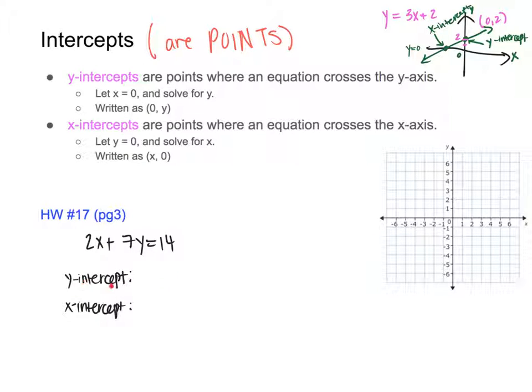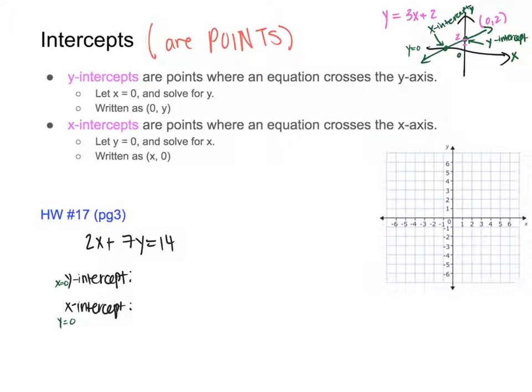For the y-intercept, remember, if we want to find the y-intercept, we let x equal 0. So I'm going to write a little note here. If I want to find the y-intercept, that's when I set x equal to 0. When I want to find the x-intercept, that's when I set y equal to 0. So let's do that here to this side.